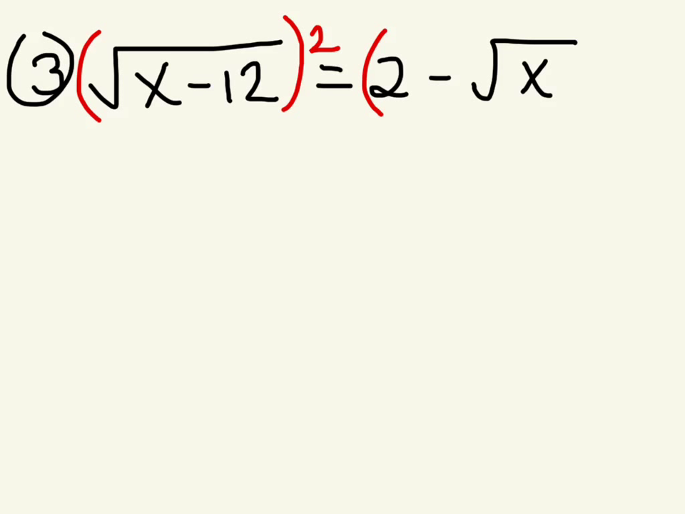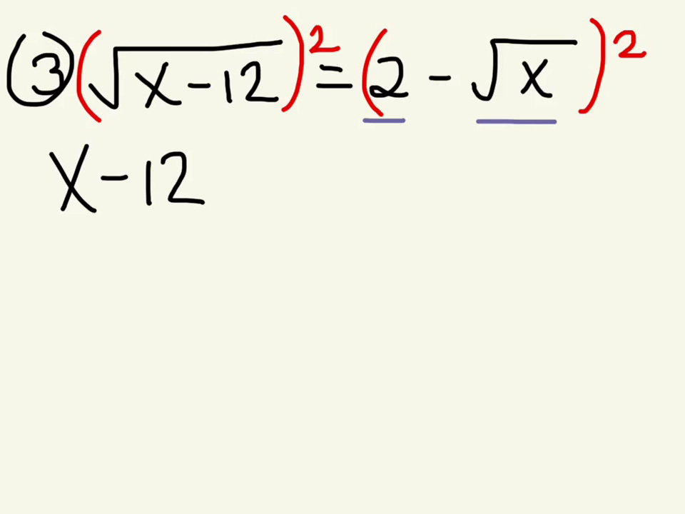But remember, I'm going to wrap parentheses around everything on both sides of the equation in order for this to work. Whatever I do to one side of the equation, I have to do to the other entire side of the equation. So what we have on the left side is canceling of the radical. I get x minus 12. On the right side, however, we have a binomial. We have 2 minus the square root of x.